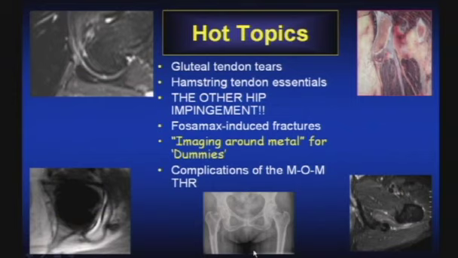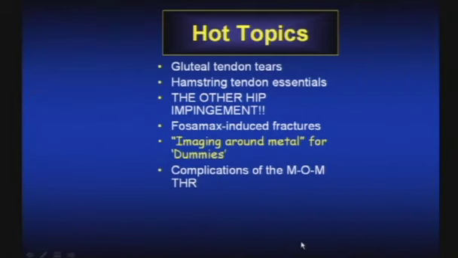I've updated this so that really it's sort of other causes of hip pain besides femoroacetabular impingement, which is what we've all been stressing and looking at in the literature for a while. So specifically, we're going to go over the other causes of hip pain: gluteal tendon tears, hamstring tendon avulsions, the other type of hip impingement, like we needed another one, Fosamax induced fractures, imaging around metal for dummies. And this is certainly no reference to the audience, more for me, because really trying to find ways to image around orthopedic hardware has become a huge, huge issue recently because of the complications that we've seen with metal on metal total hip replacements.